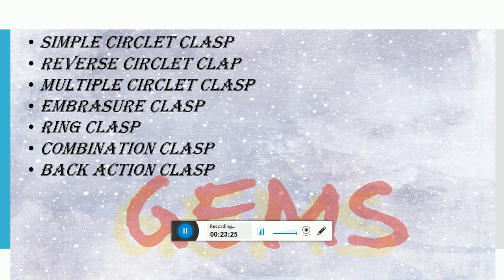Next, you have embrasure clasp or the modified grip clasp. Two simple circlate clasps joined at their bodies in embrasure clasp or the modified grip clasp. And embrasure clasp is used on the side of the arch where no edentulous space is present. Okay.